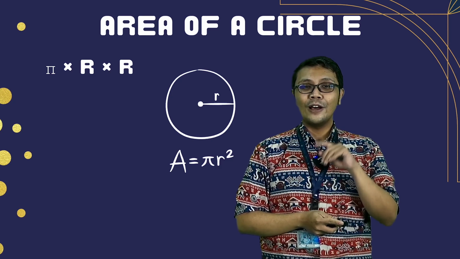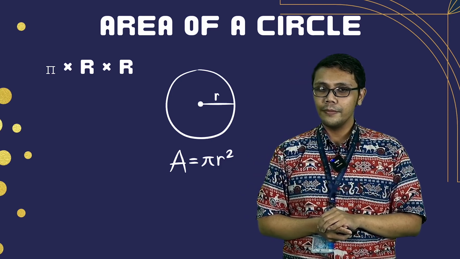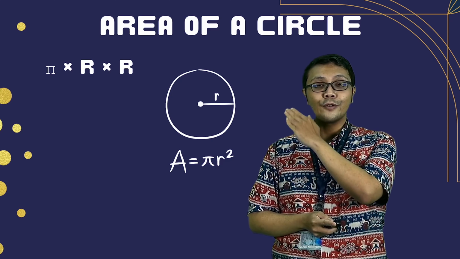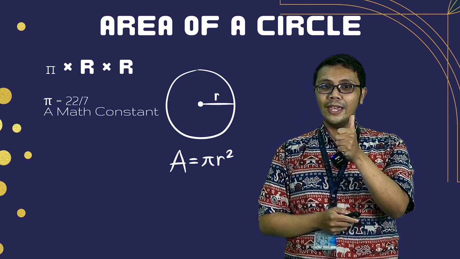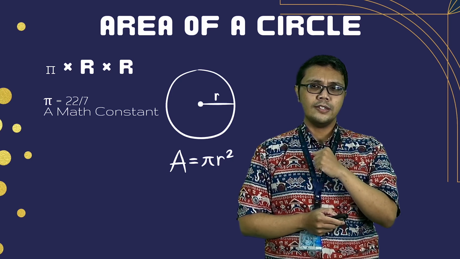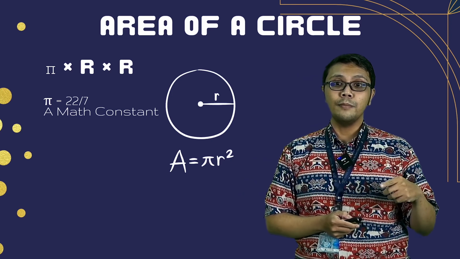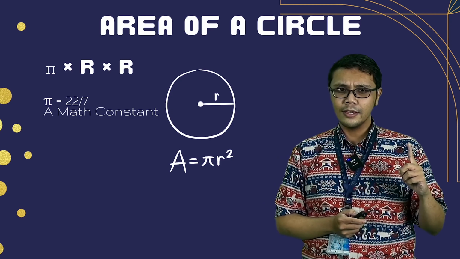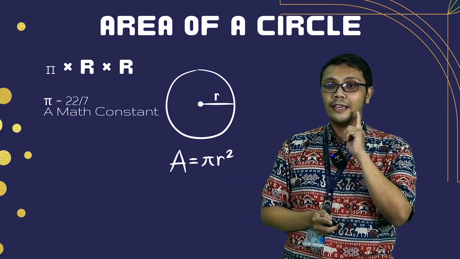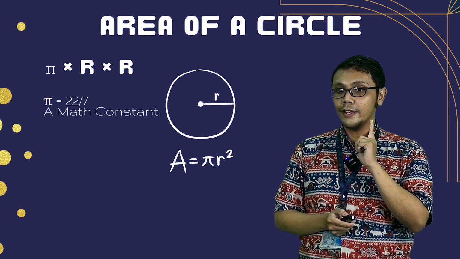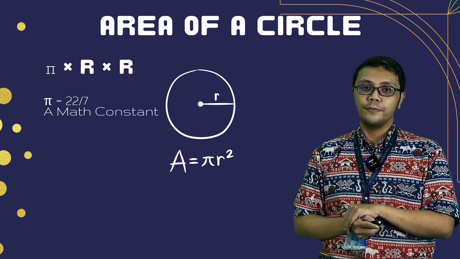So, can you repeat one more time? How do you find the area of a circle? Yes, pi times the radius times the radius. That's correct. Good job. Okay, so what is pi, Mr. Ganjar? Pi is actually a ratio between the circumference of the circle and the diameter. So that is very mathematical, but right now what you need to know and understand is that pi is 22 over 7. The value of pi, or the math constant that we are going to use, is 22 over 7.